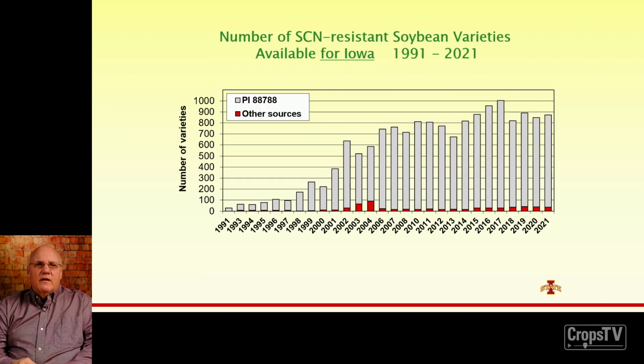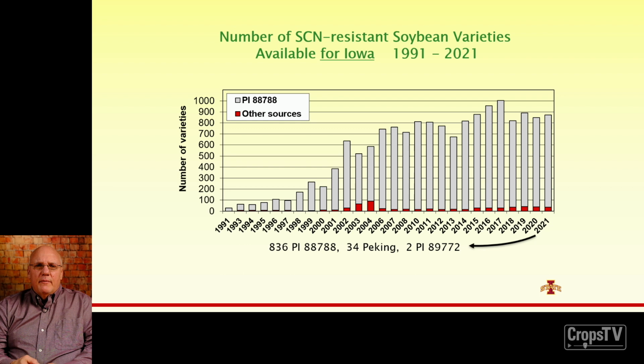So earlier I showed you a bar graph of the number of SCN-resistant varieties since 1991. Here is that same bar graph, but here I've colored in the bars, and I'm showing the different genetics that are available. And the PI88788 genetics is shown in each bar in the light color, and then in the bright red portion of each bar are the number of varieties from all other sources. So clearly, our soybean variety selection is dominated by PI88788 as evidenced by this bar graph.